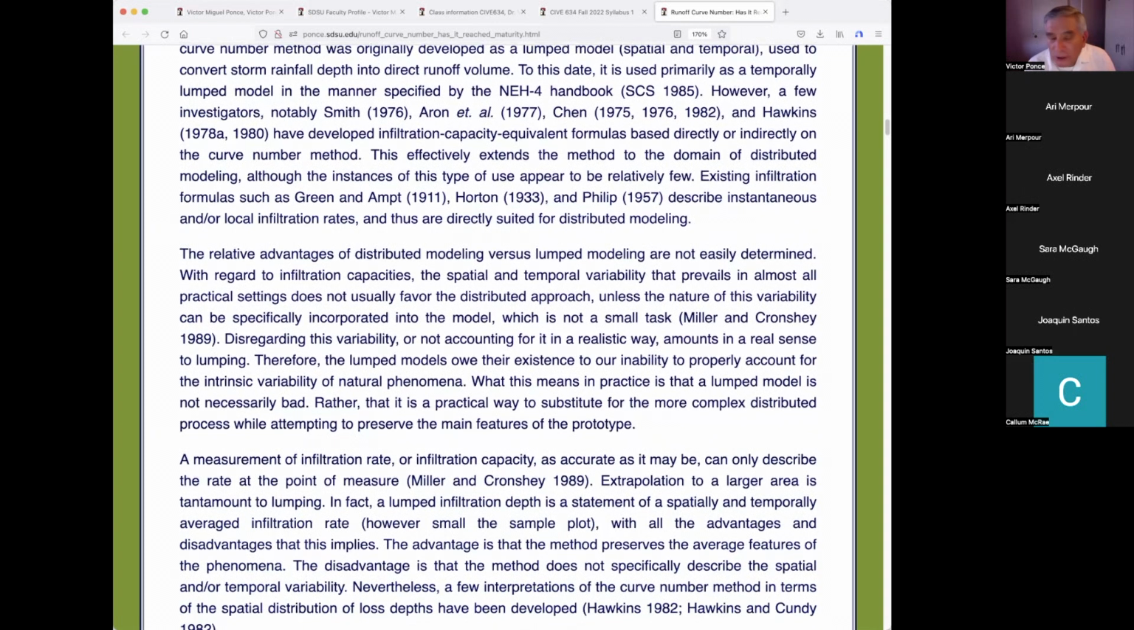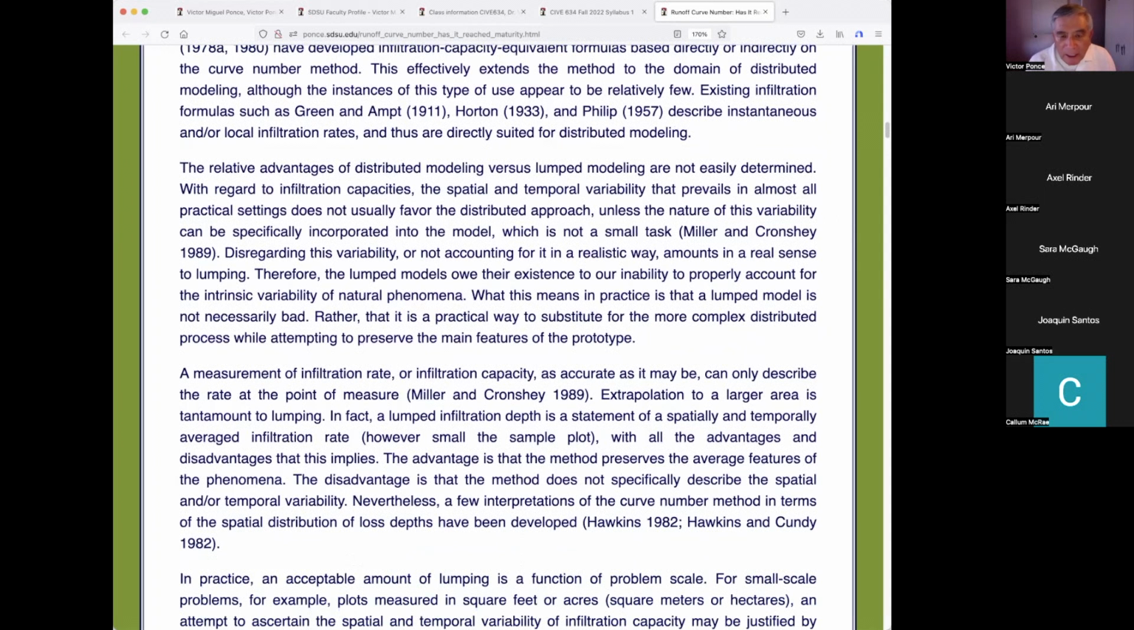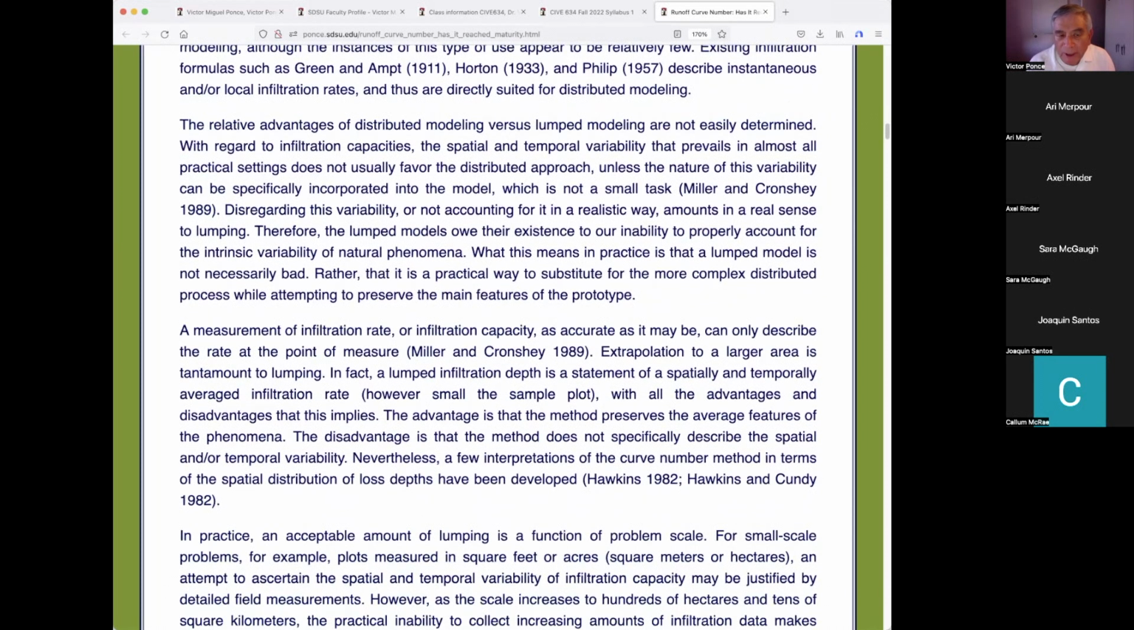The relative advantages of distributed modeling versus lump modeling are not readily determined. You cannot say one is better than the other, okay? The spatial and temporal variability that prevails in almost all practical settings does not usually favor the distributed approach unless the nature of this variability can be specifically incorporated into the model, which is not a small task. Okay? The lump models owe their existence to our inability to properly account for the intrinsic variability of natural phenomena.